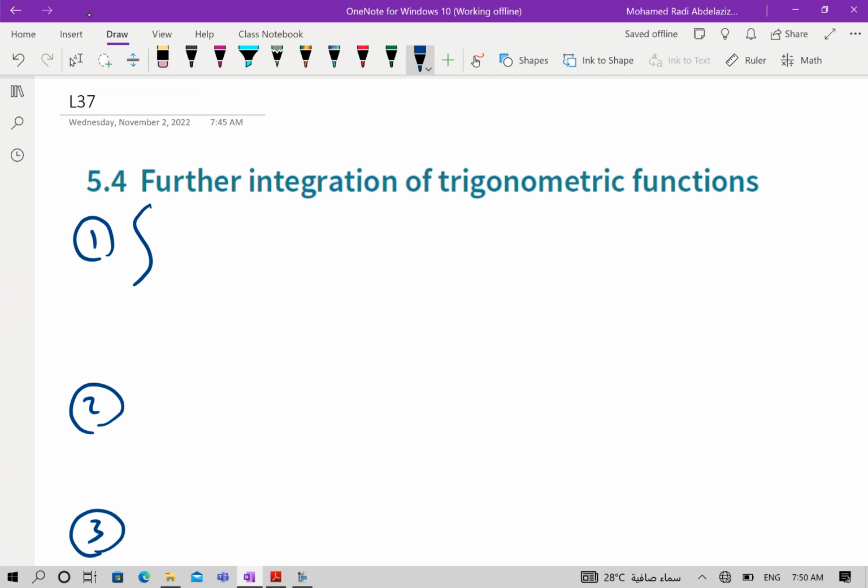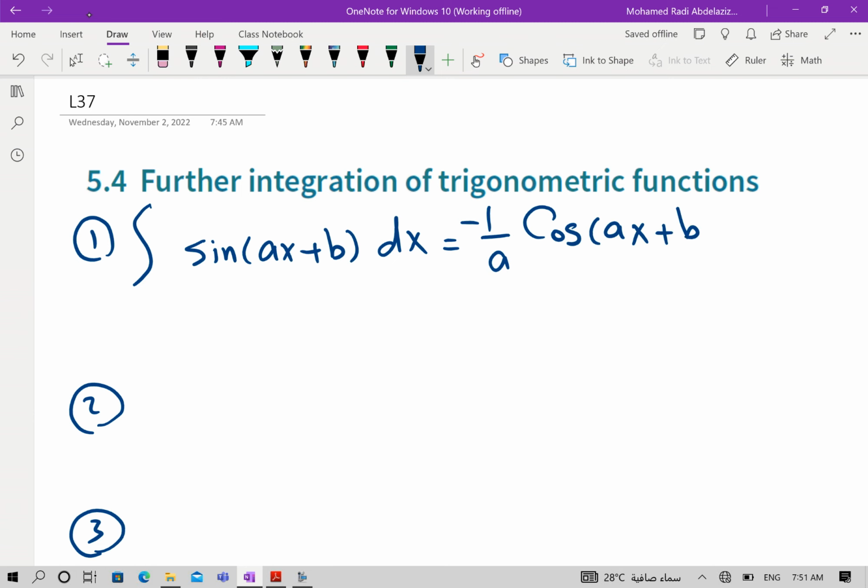Integrate of sine(ax + b) dx equals 1 over a, negative cosine(ax + b), then plus c or k. Why did we write negative? Because if you differentiate cosine, it will be a negative sign, so negative negative will be positive.